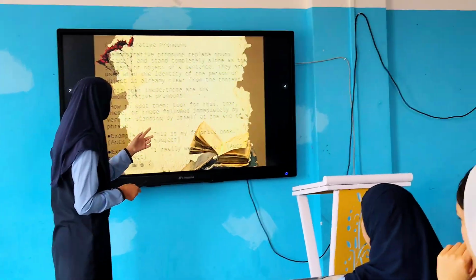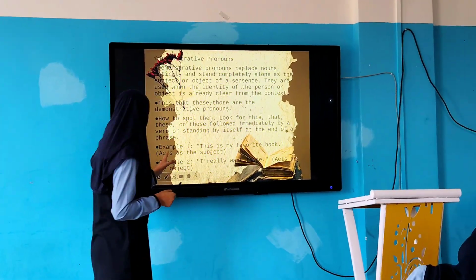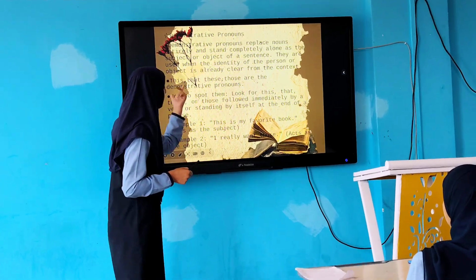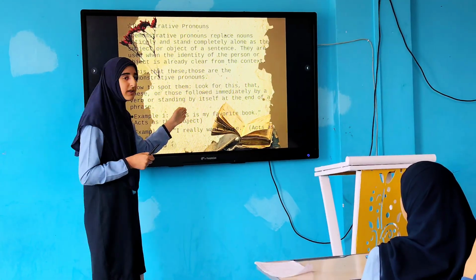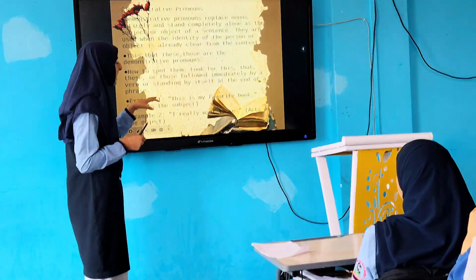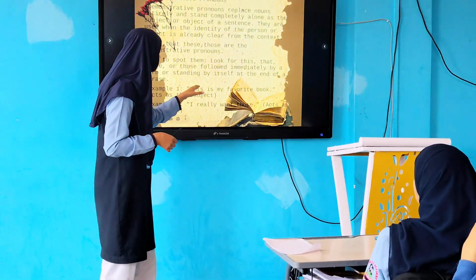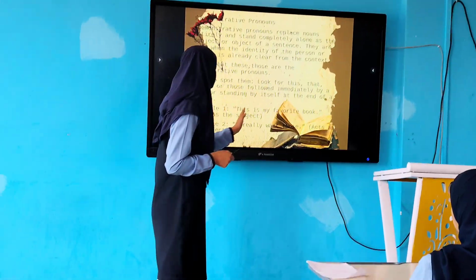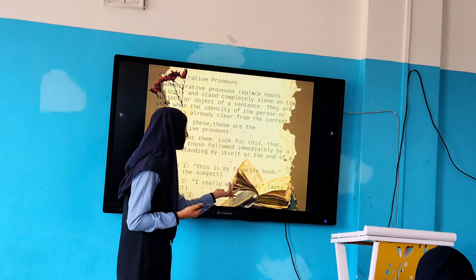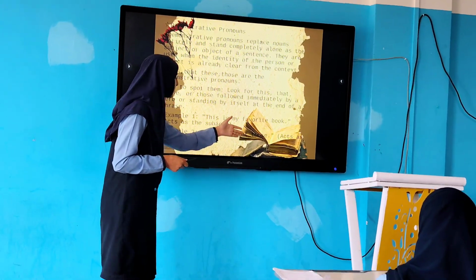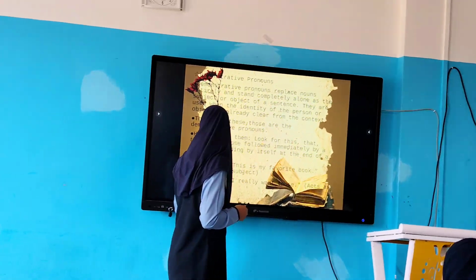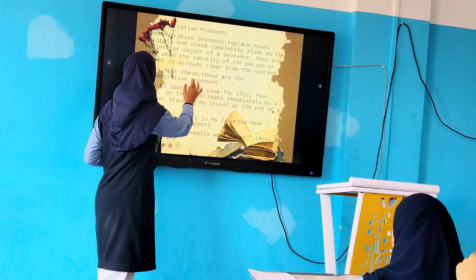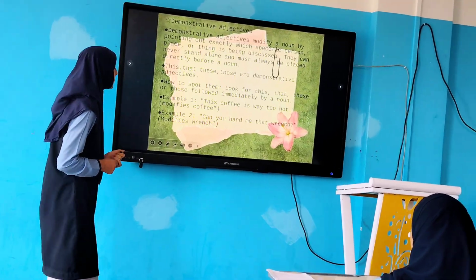Example 1: this is my favorite book. Here, this is a demonstrative pronoun because it is immediately followed by the verb is, and it acts as a subject. Example 2: I really want those, whatever it is, I really want those. Those acts as the object, and it is standing alone at the end of a phrase. I hope it's there.